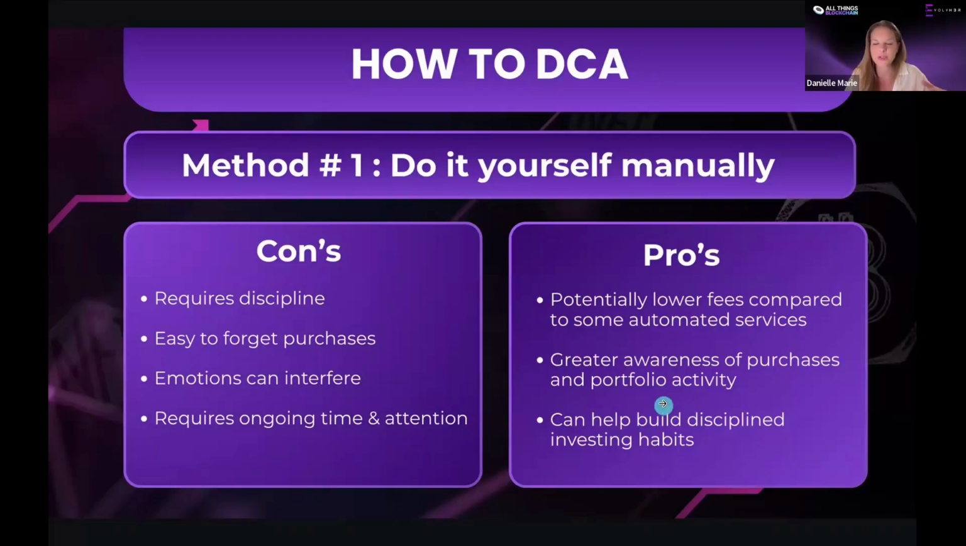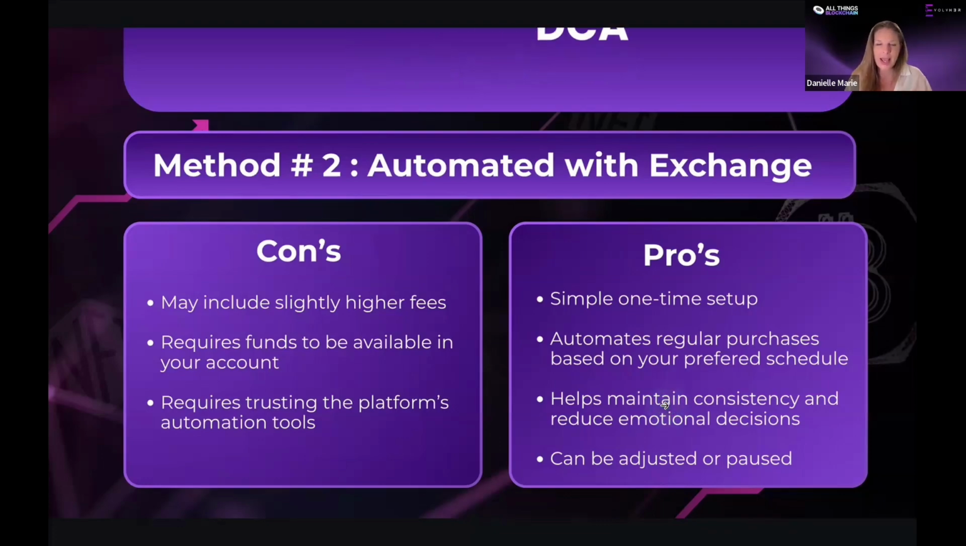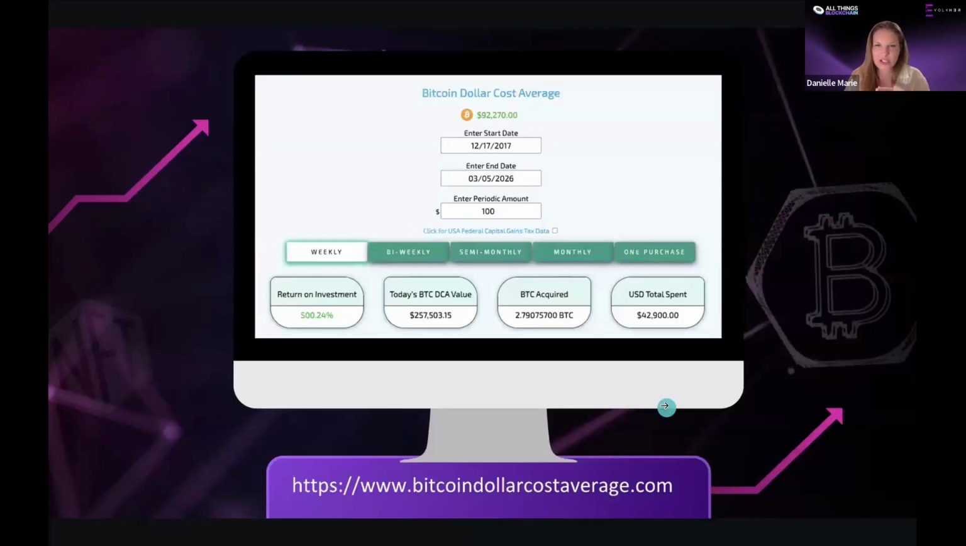The cons are sometimes, depending on the platform, these automated services can have a little bit more in fees. If you're actively investing manually, you could be building active awareness of what you're buying and stuff like that. But I personally go with method two. It's automated. It's what I do. I find it super easy. You just need to make sure that your money is available in the account and that you set it up, which I'm going to show you. That's one of the pros. It's a one-time setup. You can go in, you can automate it, you can change it, you can update it, you can pause it. And I actually think I've got a slide in just a second.